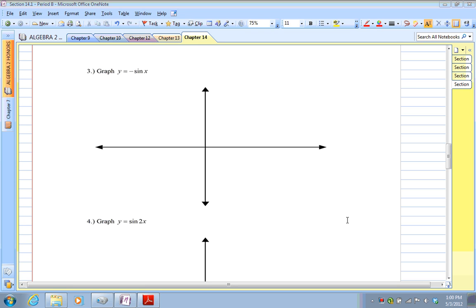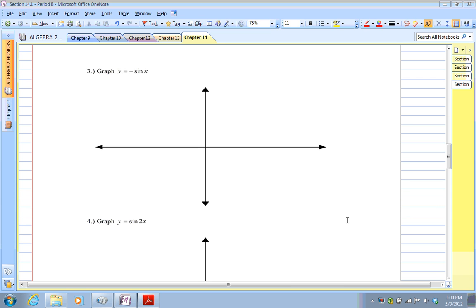Go ahead. What's the difference between number 4 and number 2? Well, A is 2 for number 2, right? So that affects the amplitude. For number 4, B is 2. That's going to affect the period. So the amplitude will be 1 for number 4, but the period will change. We'll get to that very shortly.